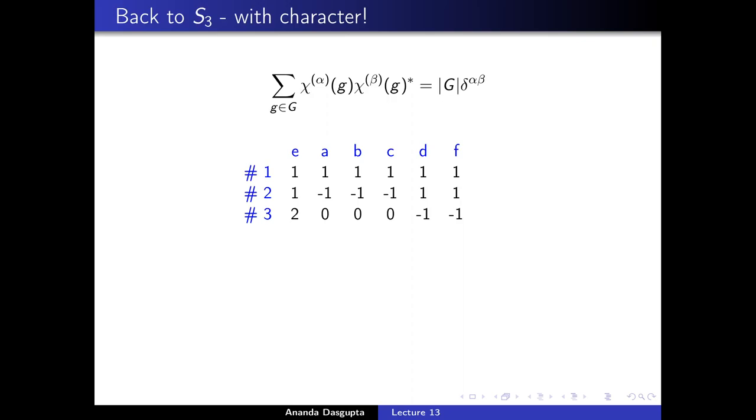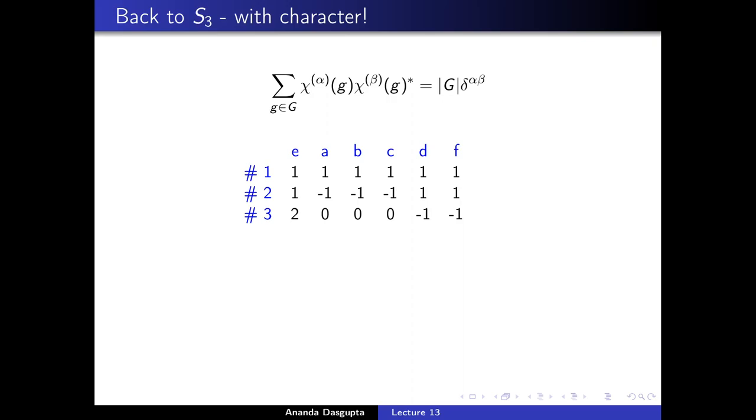Now that we have the characters depicted in the form of a nice table, we can make use of the character orthogonality relations. And for the time being, let's just check whether those relations are okay. Of course, once again, since we had only real matrices in this representation, all the characters are real. So the conjugation on chi beta g star is rather trivial.